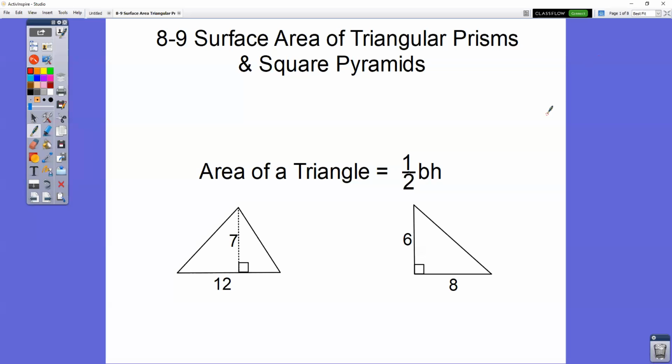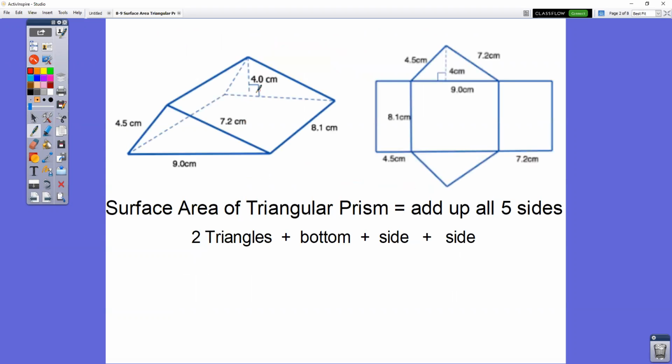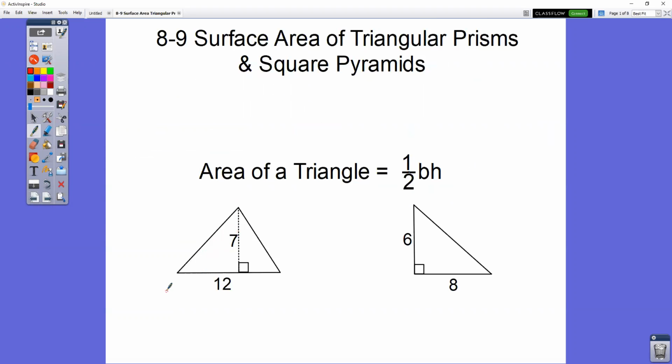So this is the lesson for 8-9, surface area of triangular prisms and square pyramids. The square pyramids we're actually going to do as a day 2, all right? In the triangular prisms today, you're going to have triangles. Triangular prisms, remember, look like that triangular stick of butter. So you are going to have to find the area of a triangle.